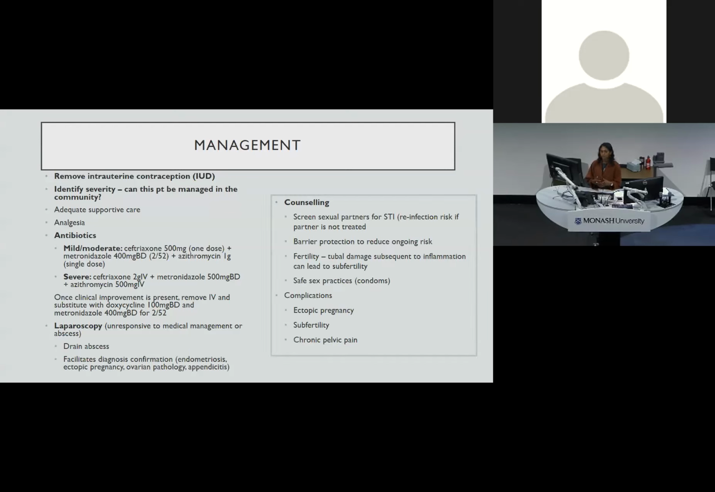Given this is often associated with STIs or unprotected sexual intercourse, you also need to ensure you've got appropriate counselling. So that would be screen any partners and treat them, because you will then remove that reinfection risk. If they're on, say, the COCP or an IUD, also ensure that they've got barrier protection. Talk about fertility, especially if they've got a history of past STIs, because all of that inflammation can lead to adhesions in the actual fallopian tubes, and it can affect their future fertility risk. And that leads to your further complications of having an ectopic in the future, subfertility, or even chronic pelvic pain syndromes.